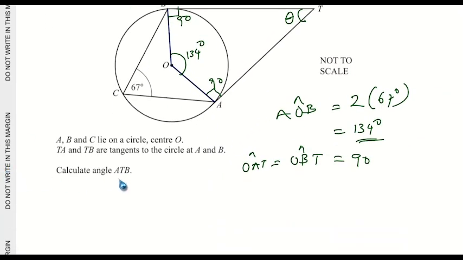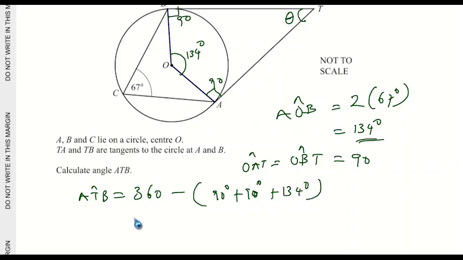So simply we can say that angle ATB equals 360 degrees minus the sum of the three angles. So that will be 90 degrees plus 90 degrees, then plus 134 degrees. So this gives 360 minus 314 degrees, and the value of angle ATB is 46 degrees. So pretty easy, right? So let's go to the next question.